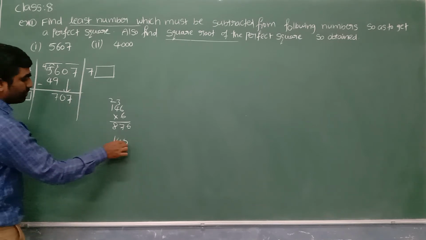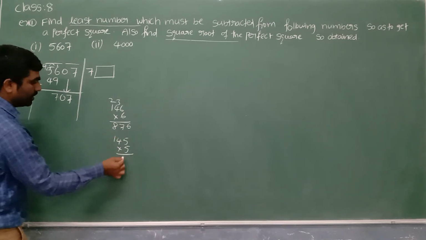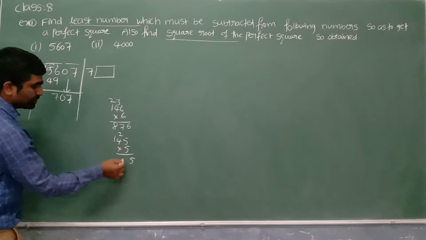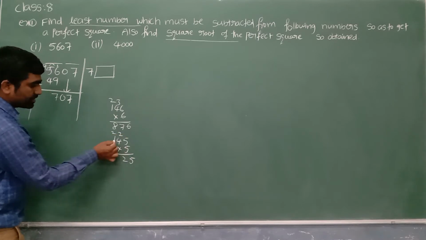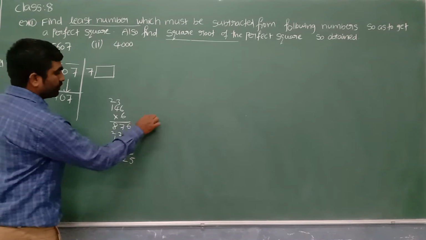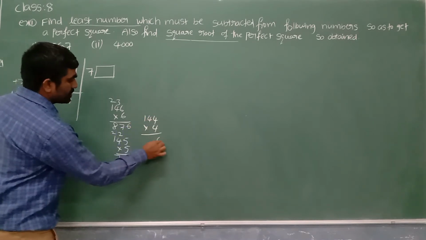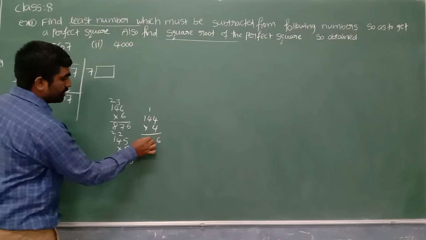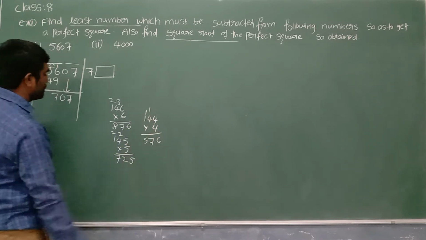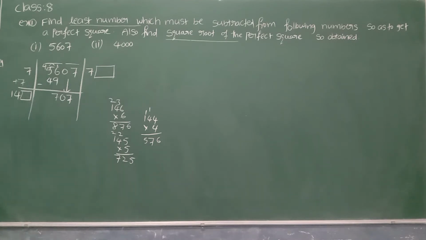So let me go with 145. 5 fives are 25, 5 to carry. 5 fours are 20, 20 plus 2 is 22. 5 ones are 5 plus 2, 7. 725. Yes, I am getting 725, which is also more than 707. Yes, we will go with 144, 4 is better. 4 fours are 16, 1 carry. 4 fours are 16 plus 1, 17. 4 ones are 4 plus 1, 5. I am getting 576. 576 is less than 707 and near to 707.